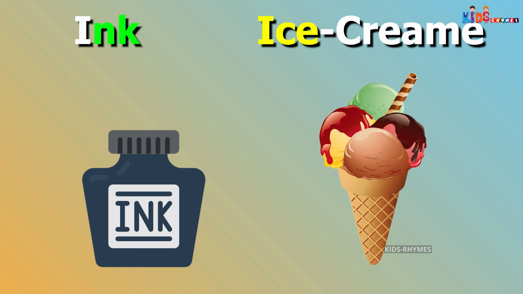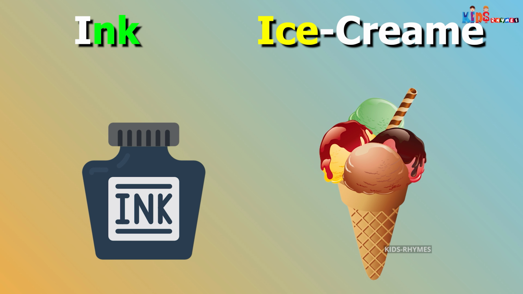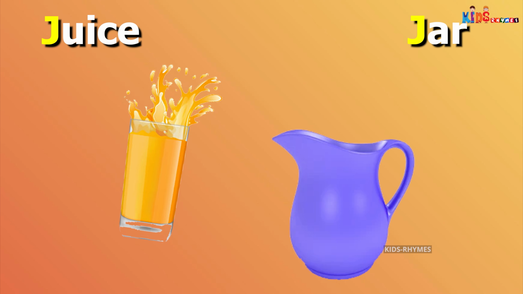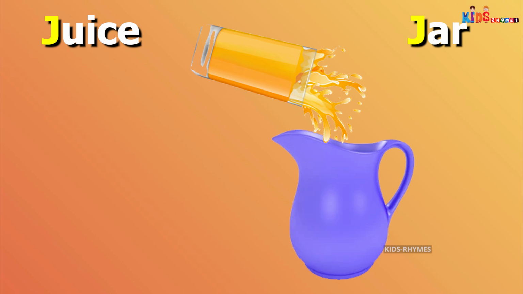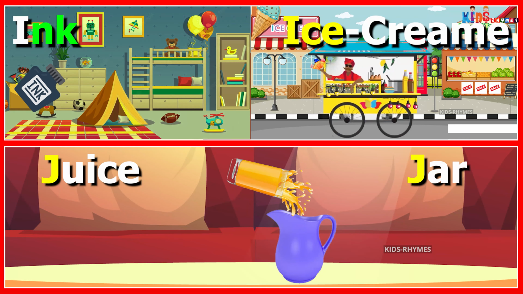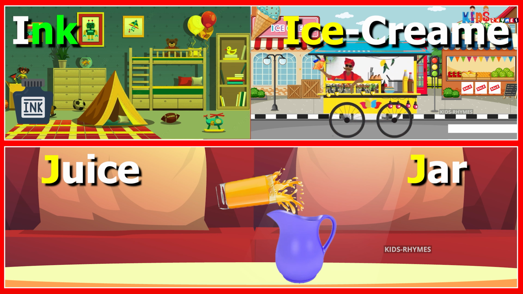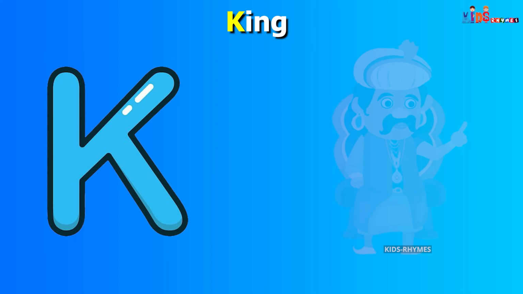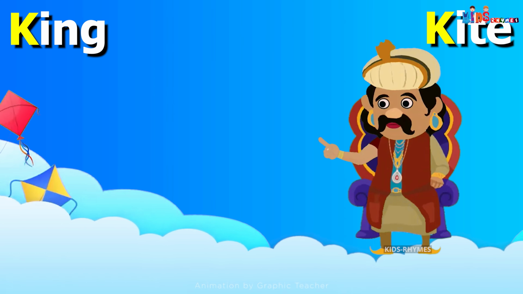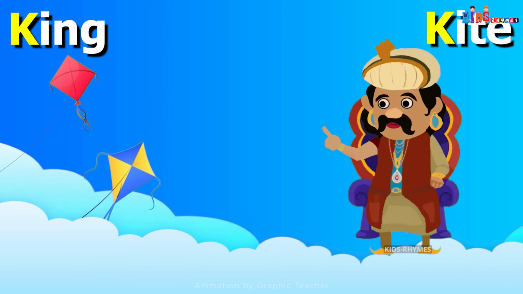I i i. J for juice and J for jar. J j j j j j. K for king and K for kite. K k k k k k.